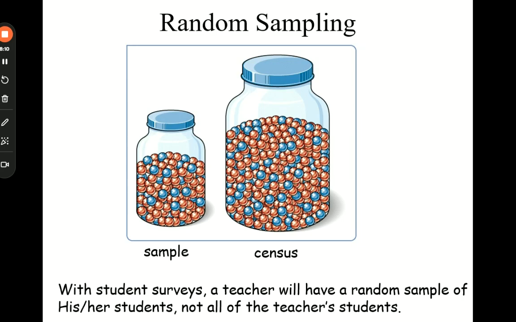Random sampling says that, let's say you want to find out what your school thinks. What does your school think about a certain topic? Like, who are you going to vote for in American politics? Well, you can't just go to the senior section and ask your friends. You need to have a random sample. You need to have everybody having a chance to be a part of it. You can't just go up to your friends. Otherwise, you'll have a sampling bias.